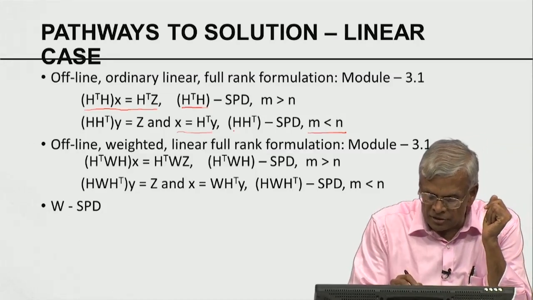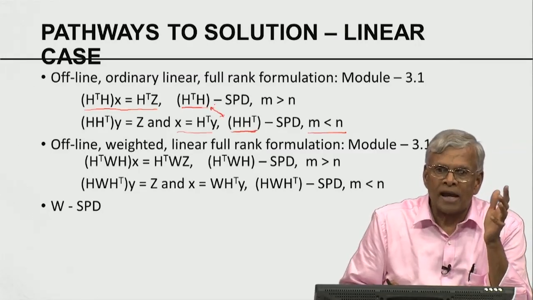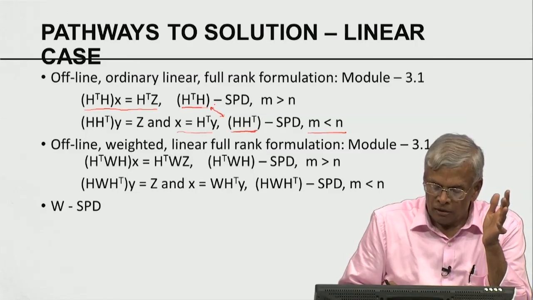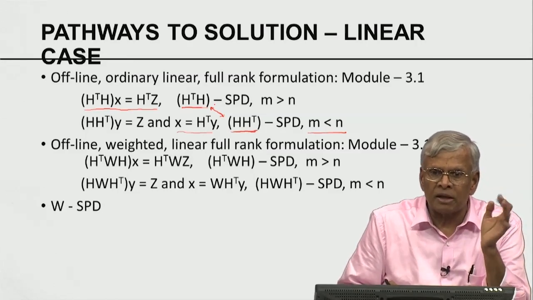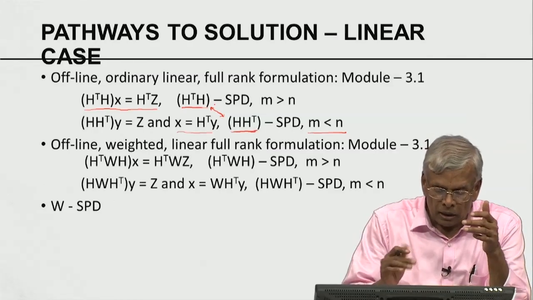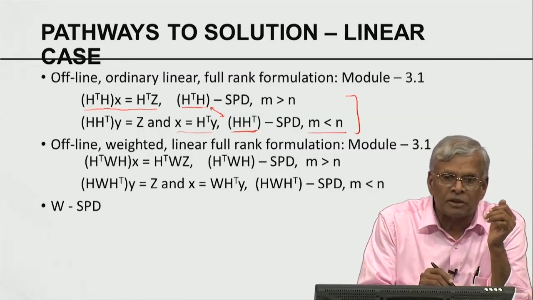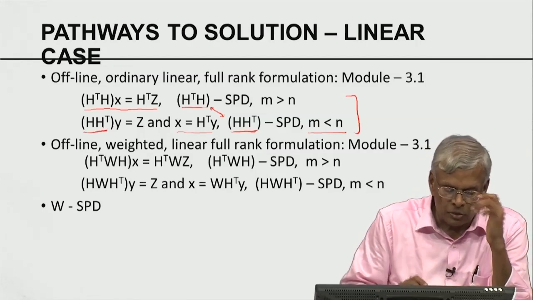Here again, these two matrices, H transpose H and H H transpose, are the Gramian matrices, which we know. The Gramian is full rank when H is of full rank. The Gramian is symmetric, it is positive definite. So, in these two cases, we are called upon to solve linear systems with symmetric positive definite matrices H H transpose, H transpose H.